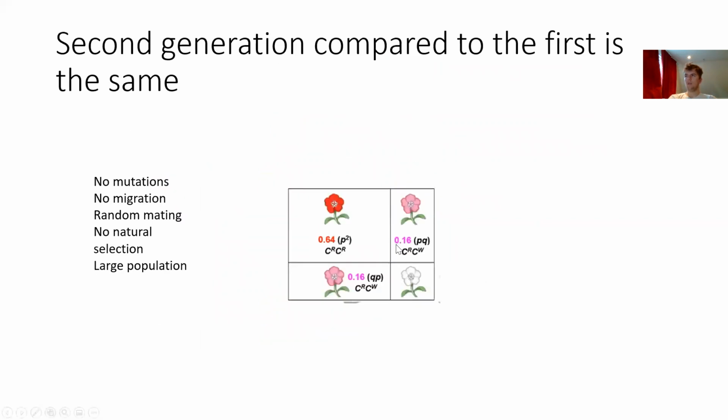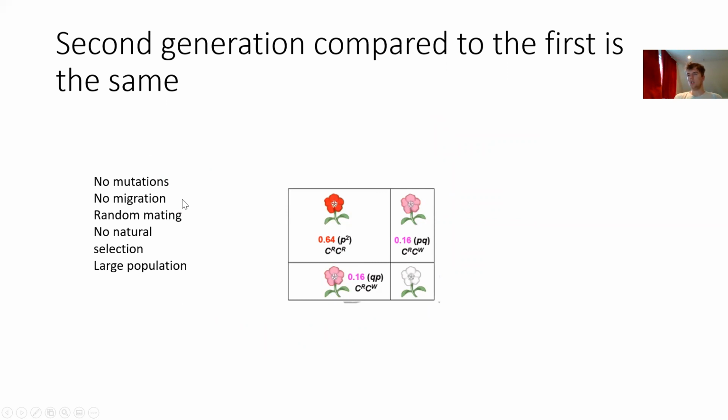Now, if you look at these numbers, they all add up to 1. 0.64 plus 0.16 plus 0.16 plus 0.04 will all add up to 1, which is what we were originally looking for. Now, this will only occur if this Punnett square meets specific requirements. The Hardy-Weinberg theory will only work with these specific requirements.